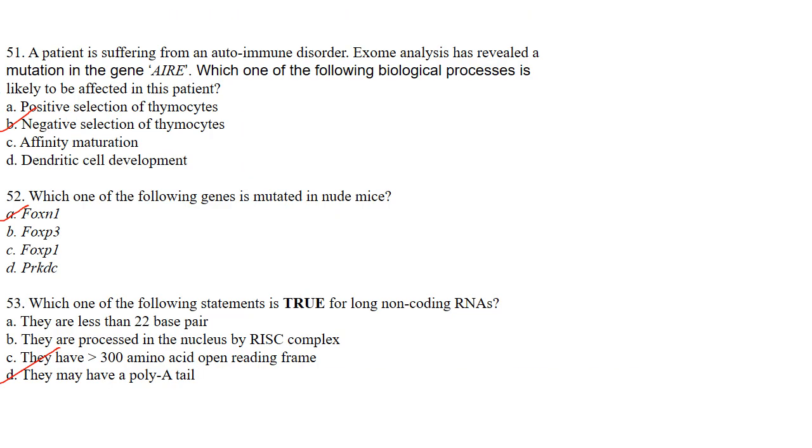Then next one. A patient suffering from autoimmune disorder, exome analysis has revealed a mutation in the gene AIRE. Which one of the following biological processes is likely to be affected in this patient? So AIRE is a transcription factor expressed in medulla of the thymus. It is part of the mechanism which eliminates self-reactive T cells that would cause autoimmune disease. That is, it is involved in negative selection. So negative selection deletes potentially self-reactive thymocytes. So the process likely to be affected is negative selection of thymocytes.